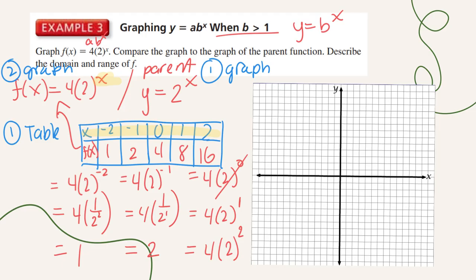Now I have my ordered pairs. Part 2 is, after I made the table and computed everything, I'm going to plot. The first one is negative 2 and 1, which will be right here. Then I have negative 1 and 2, 0 and 4, 1 and 8, and 2 and 16. It's going to be somewhere over here, way outside the graph.